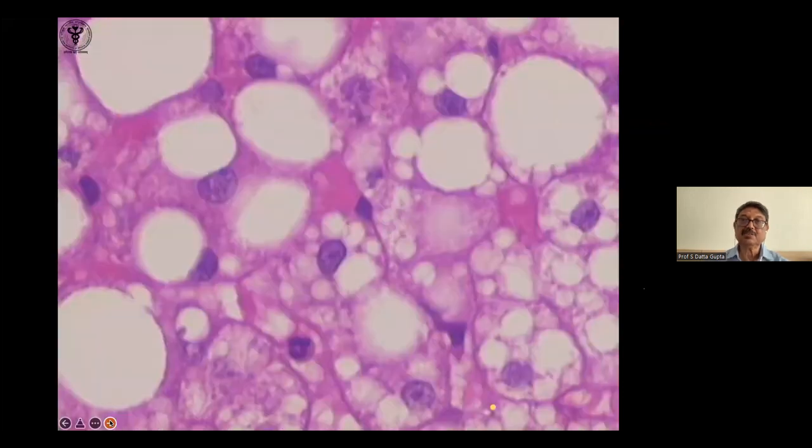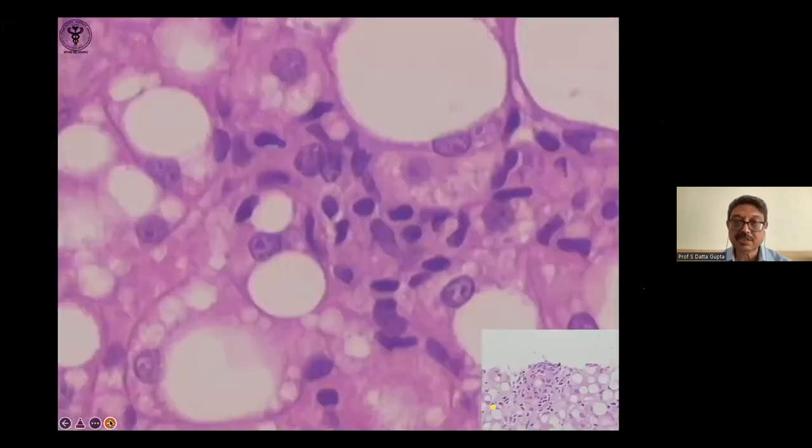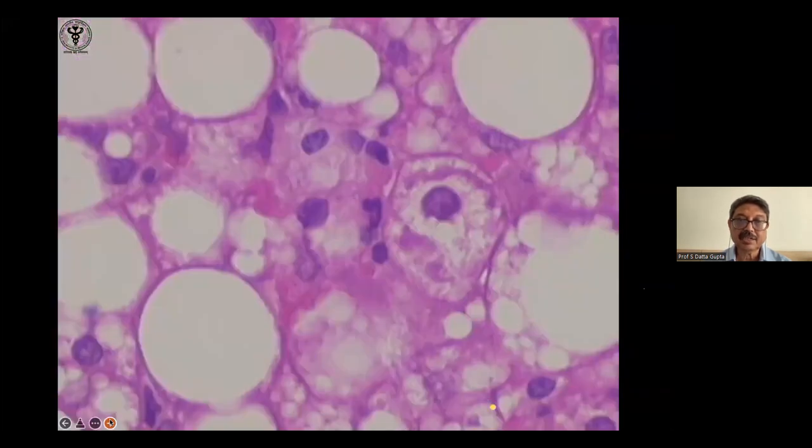These are the fatty change which I showed you. Sometimes you can get small cysts by all these joining together. You can get lipogranulomas, small granulomas around fat. You see this, very little inflammation.